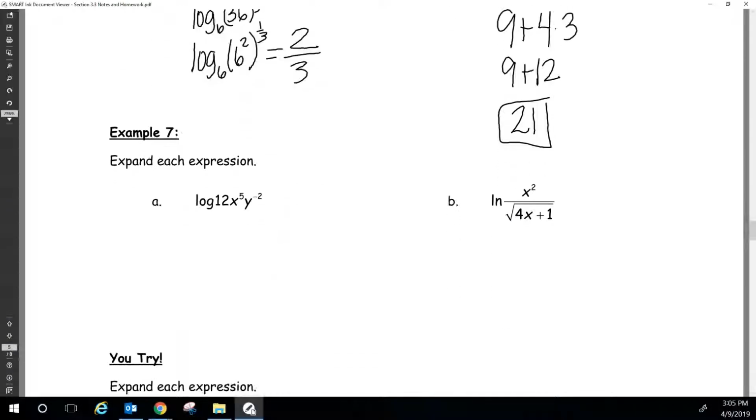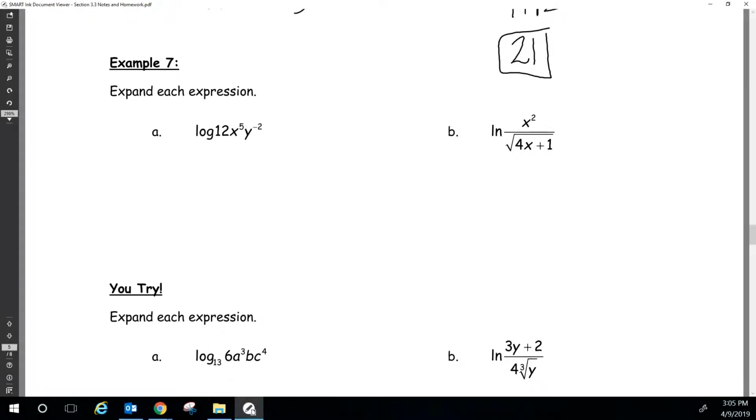Welcome back here, section 3.4 or 3.3 video 4. We're now on example number 7. We want to take this expression that's just one log and we want to expand it out into multiple logs.